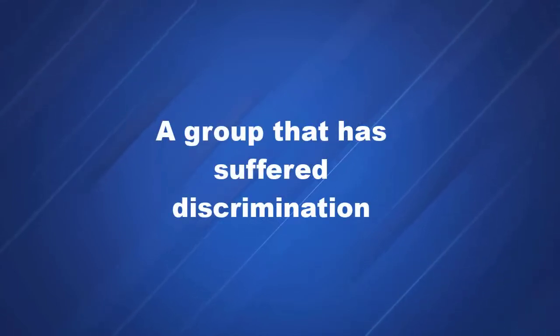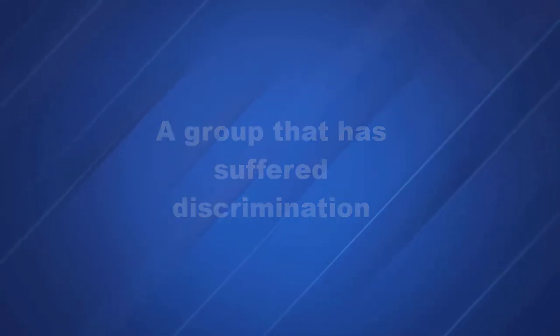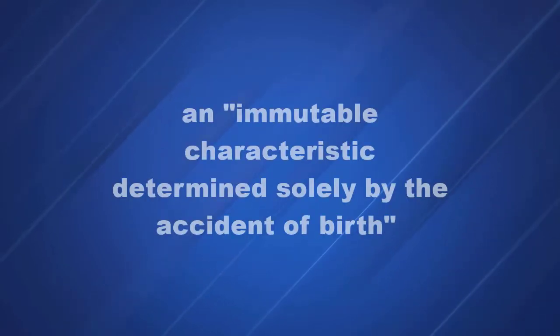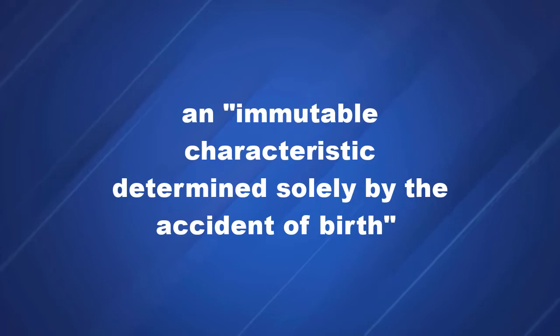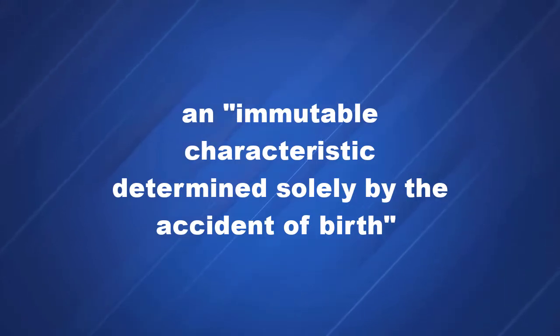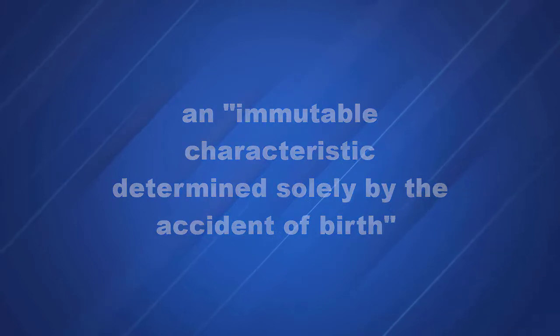The longer answer is that the Supreme Court has developed a specific definition of a suspect class. A suspect class is any group that has suffered from a history of discrimination that possesses the following characteristics. First, the members of the group must constitute a discrete and insular minority. While the court's definition of this term has never been fully clear, it suggests that the group must in some way be identifiable as a member of a group that is distinct from the rest of society. Second, the group members must possess an immutable characteristic determined solely by the accident of birth. In other words, the group must possess a trait that is unchangeable and has been present since birth.